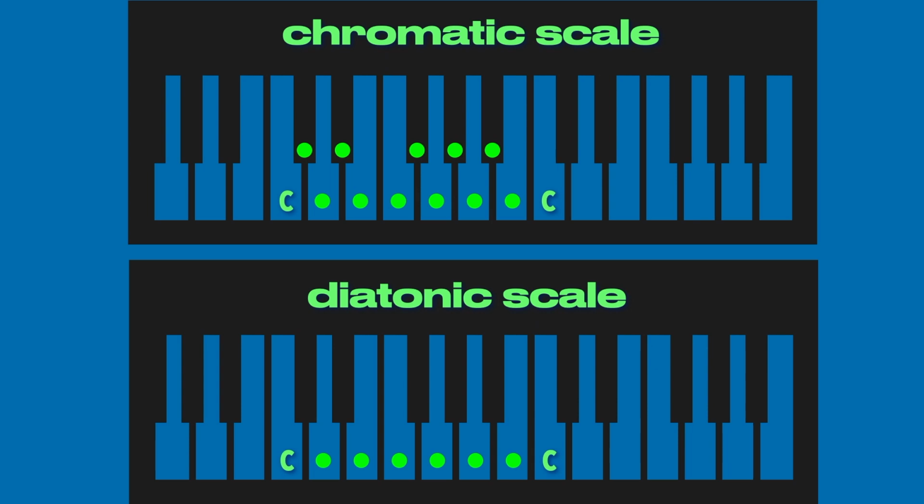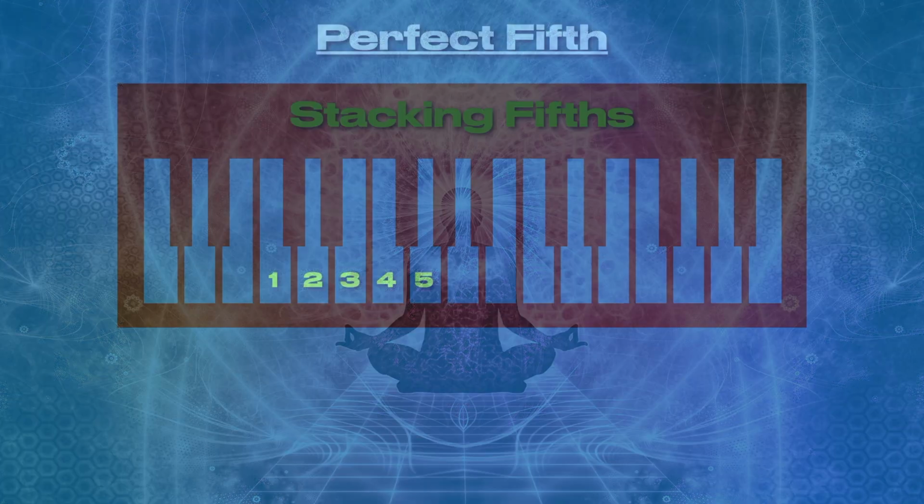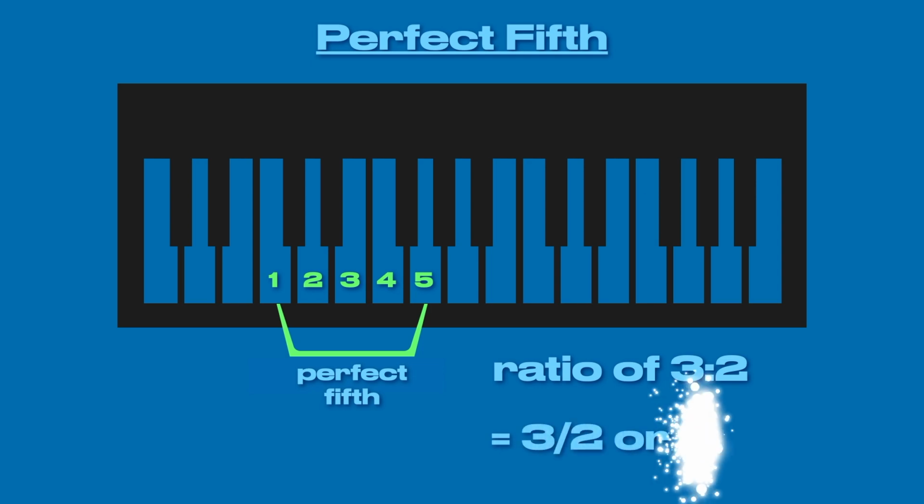So why did we choose these 7 notes for the diatonic scale? Let's do a little deep dive into what's special about these 7 notes. Our modern diatonic scale is derived from the process of stacking fifths. We do that by taking a tonic frequency and multiplying it by the ratio of the perfect fifth, which is 3:2. Mathematically, that sorts out to 1.5.